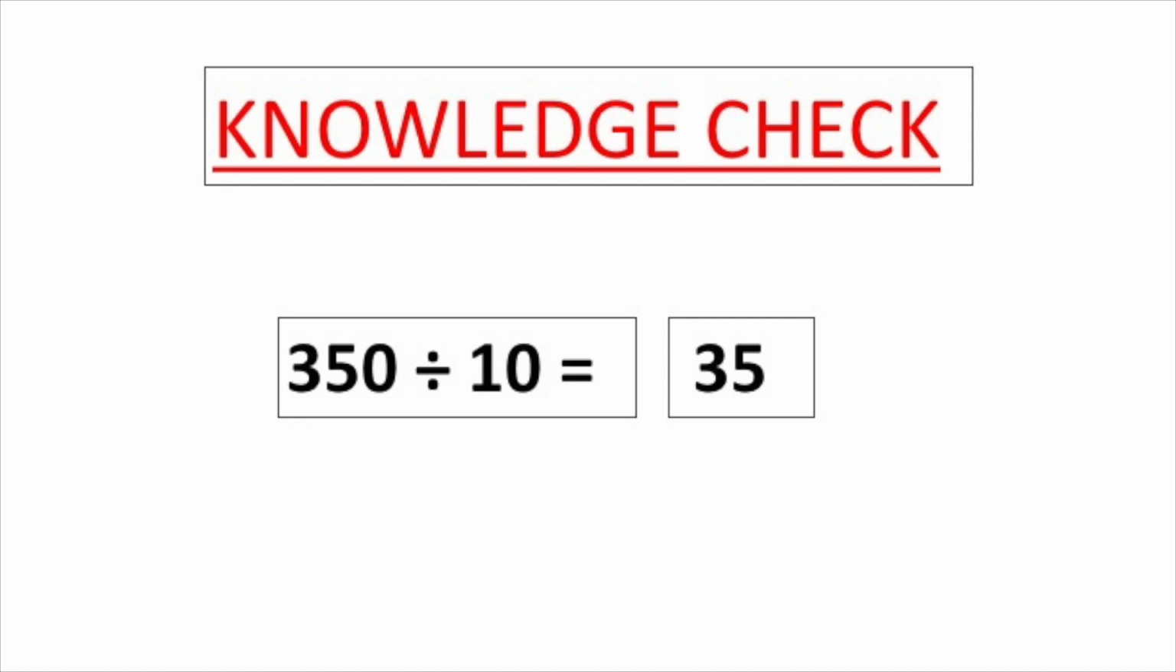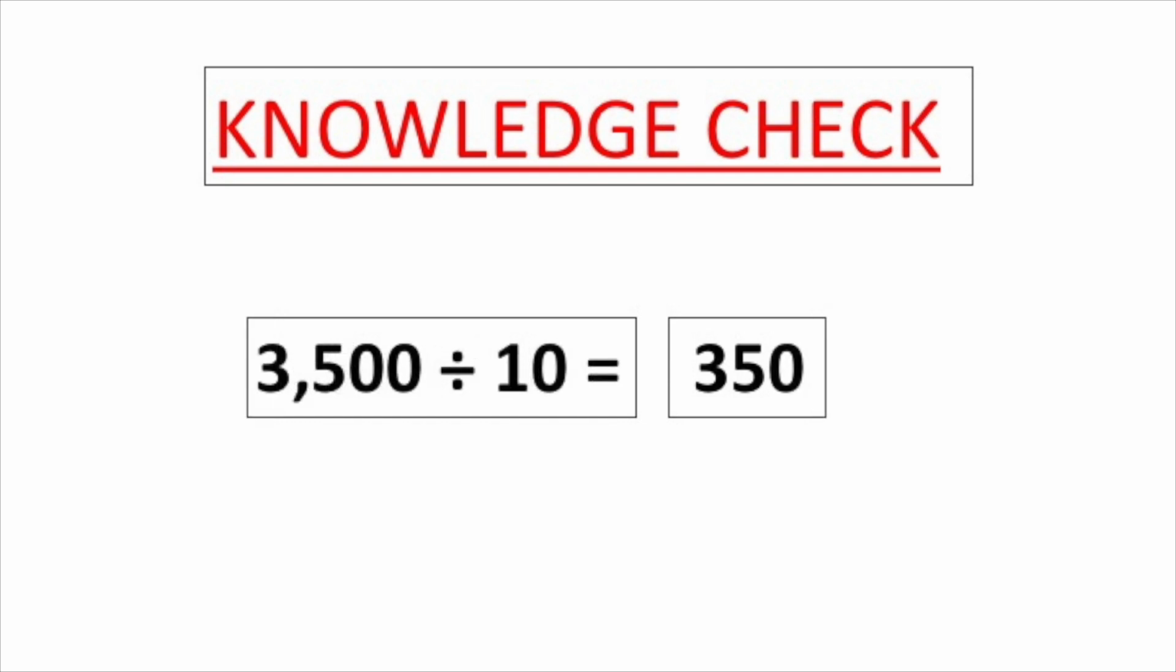Now, knowledge check. 350 divided by 10. 35. All you need to do is take off the zeros. 35 divided by 1 equals 35. Forget about the zeros. 35 divided by 1, 35. Now, 3,500 divided by 10. Not 35, 350. You see, the extra 0 comes in. So all we do is we add it to the answer.